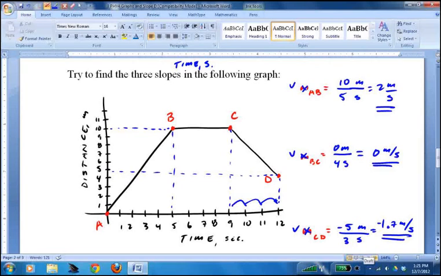Just don't forget your slope is y over x. Don't forget your units. You're pretty much good to go.